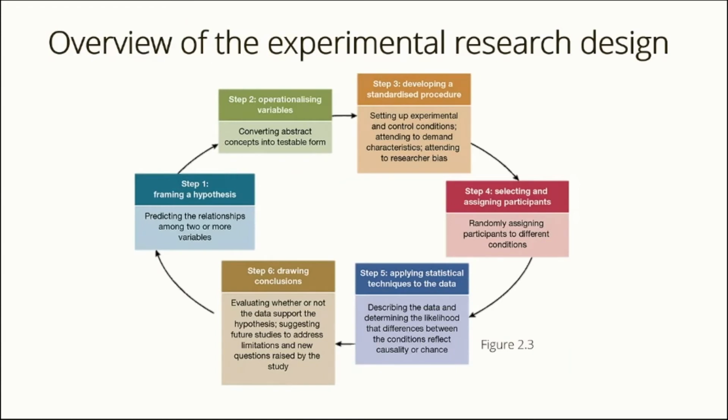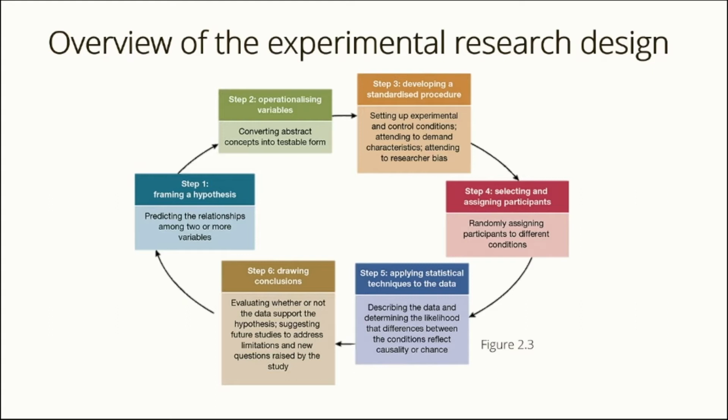Here we have an overview of the experimental research design. First, step one is framing a hypothesis. This should be based on theory, and from that theory we have a prediction about the relationship between two or more variables. Then we need to operationalize the variables, converting abstract concepts into testable form. If we want to measure something like depression, we need to be able to measure it, so we need to operationalize it. We might use something like the DASS that I mentioned before, the Depression Anxiety Stress Scale, to measure depression. That's operationalizing depression by using a measure to test it.